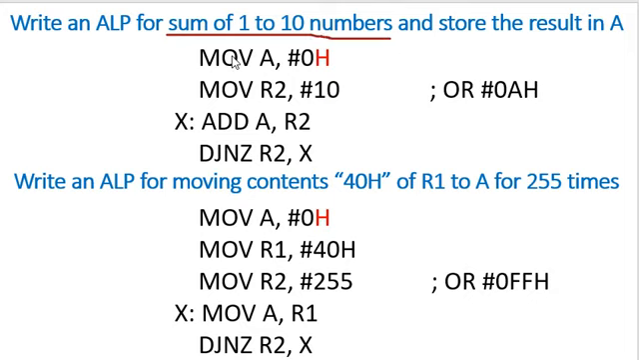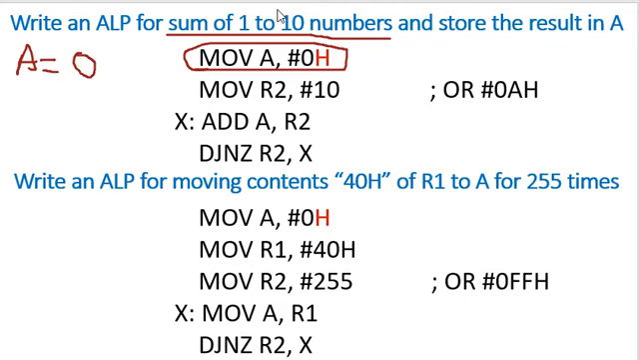For that, first of all we need to start with the accumulator value being 0. That's what is done over here. The accumulator is loaded with the value 0H, so initially the accumulator will carry the value 0.